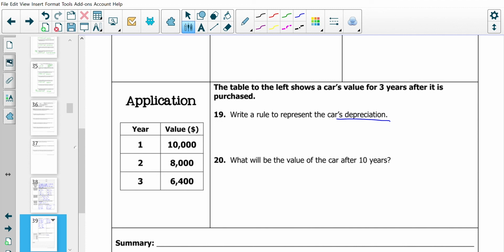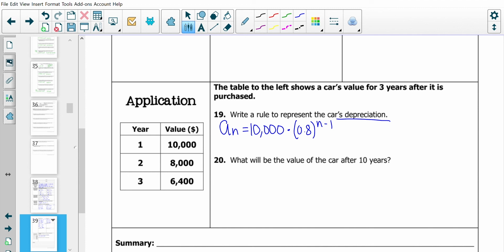How'd you get 0.8? She did 8,000 divided by 10,000. Okay, a sub n equals, what's my initial value? 10,000 times 0.8 to the power of n minus 1. So you see how this was the answer to 19? You have to be able to write the rule without plugging anything in. We're done there on 19.